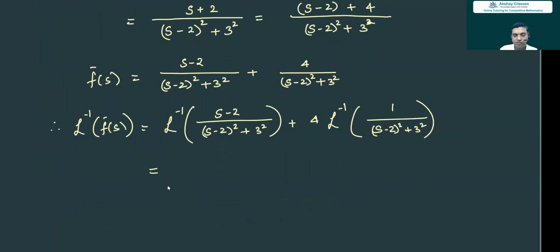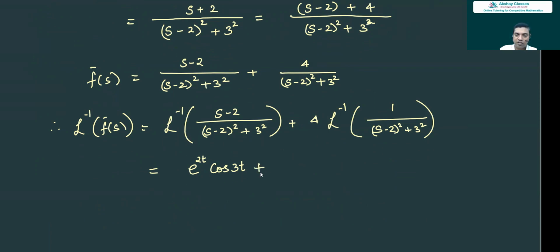First one is directly e power at. S is replaced by s minus a. So a is 2. So e power at will be e power 2t times cos 3t. Okay. S minus a whole square plus b square.